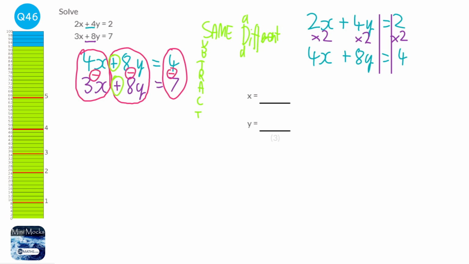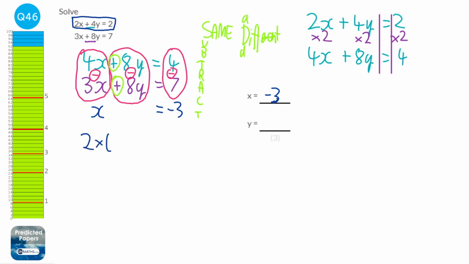And so we're going to have 4x take away 3x, which is just x, 8y minus plus, which is just minus, so 8y minus 8y, which is 0, which was good. So that's the whole point, is to get rid of those y's. And we've got 4 take away 7, which is minus 3. So x is minus 3. Now we can't stop there because we need to find out what y is. So we substitute in the value of x, which is minus 3, into our first equation.